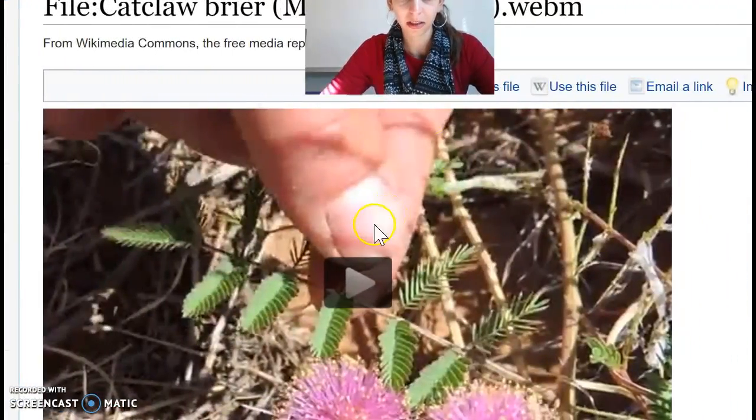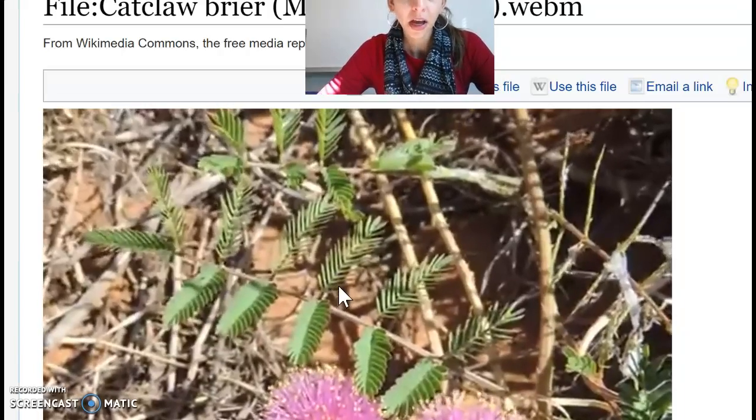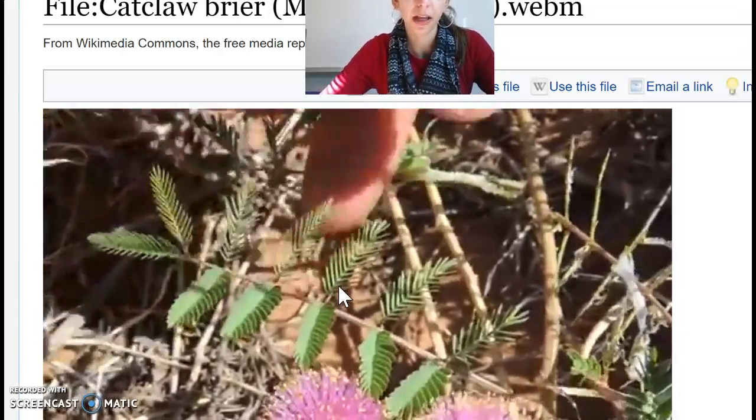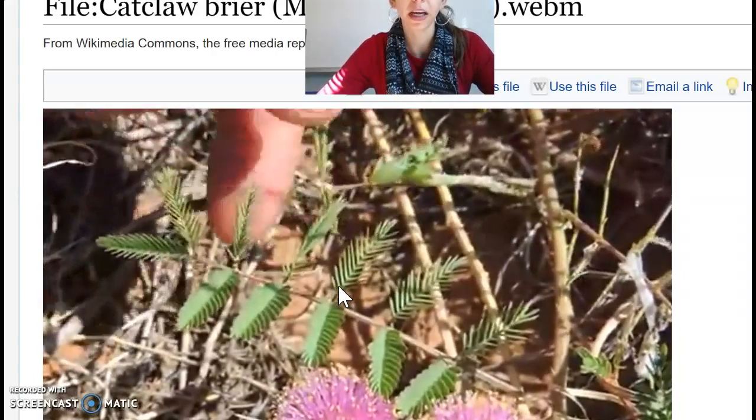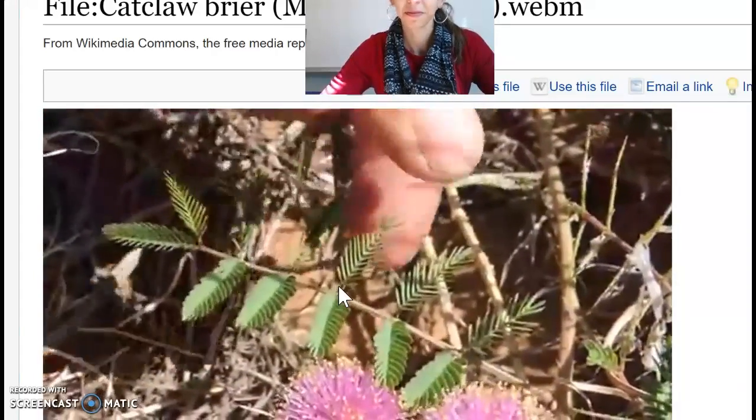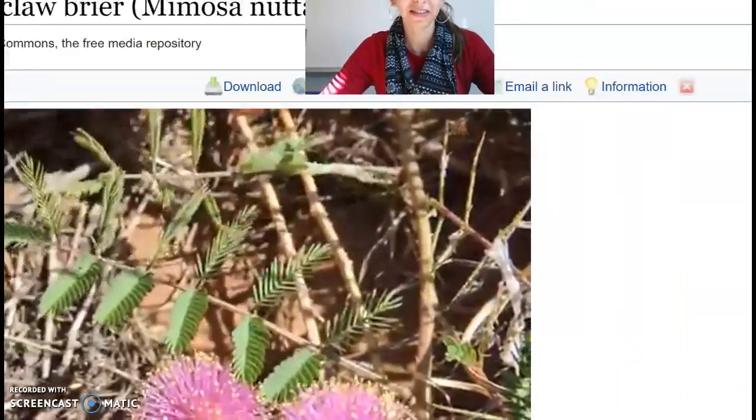Let's see. This will probably be pretty good. So we have an individual here touching the plant, and then the leaves are actually going to respond to touch by growing away from the touch in protection of the plant. Pretty cool. All right, so back to our slides.